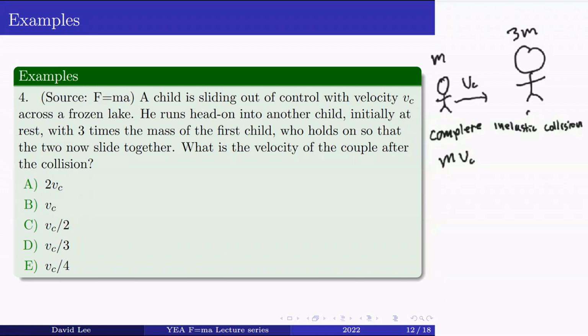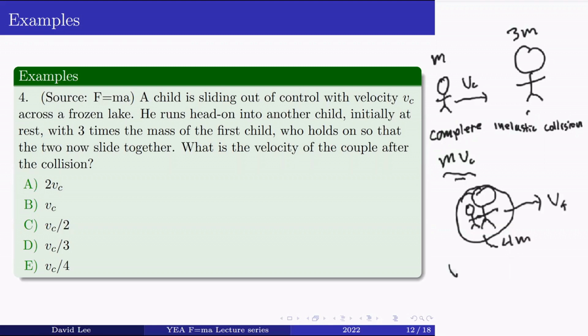Now, what about after the collision? The momentum has to stay the same. After the collision we have the small child here and the large child here, and they move as one unit. We can consider them to be one blob that's moving at v final, and the total mass of this system will be 4m. So we have m times vc is 4m times v final, because this is the final momentum. Then we can just get that v final is vc over 4.